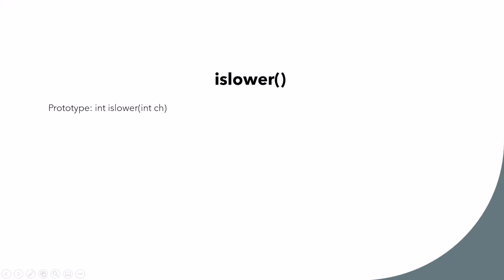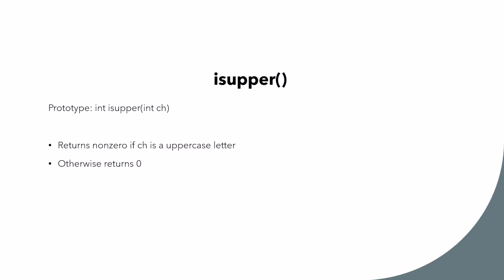Islower, the prototype returning an integer taking as argument an integer again, returns non-zero or true if ch is a lowercase letter, otherwise returns 0 or false. And then we have isupper, returns an integer again taking as argument an integer, returns non-zero or true if ch is an uppercase letter, otherwise returns false. Right, so no code for these two. I'm sure you can manage to write code on your own for these two.